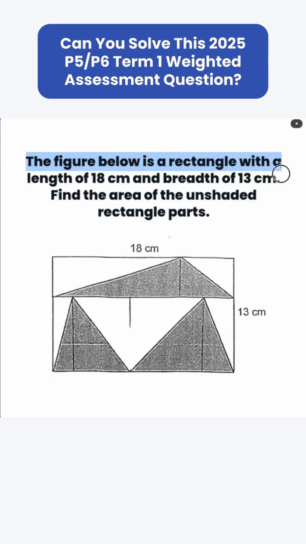The figure below is a rectangle with a length of 18 centimeters and a breadth of 13 centimeters. Find the area of the unshaded rectangle parts.